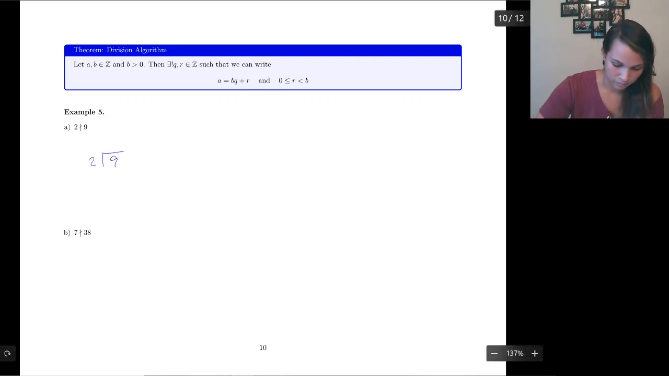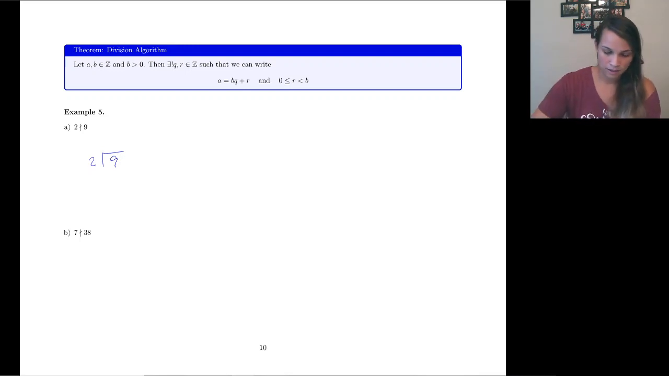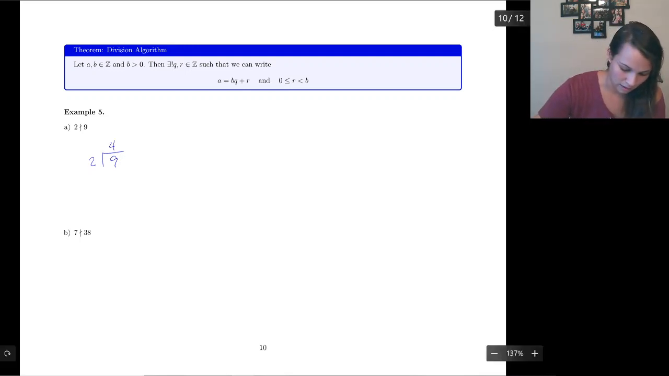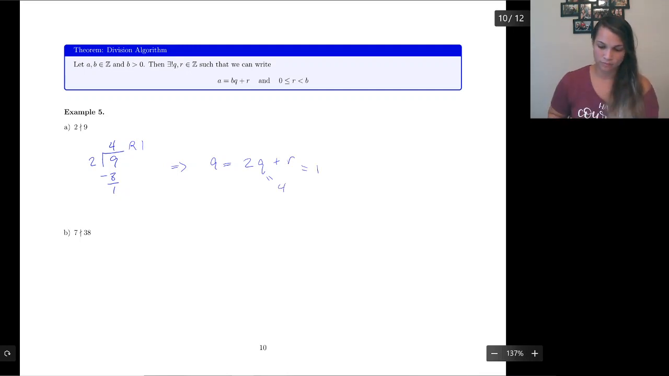So 2 does not divide 9, but you would maybe say, oh, it goes in 4 times, blah, blah, blah, remainder of 1. So then what you could say is 9 is equal to 2 times q plus r, where q is equal to 4 and r is equal to 1. And you know, we've been practicing division for years at this point. We know the remainder has to be less than what we divided by right here. Otherwise, we did our division wrong. And that's why I've got r is less than b.